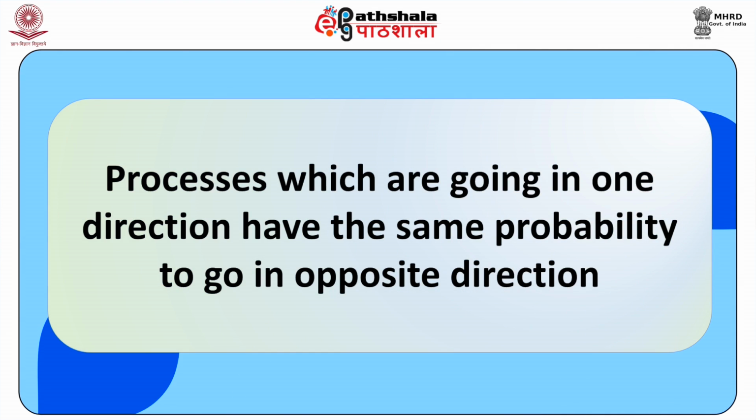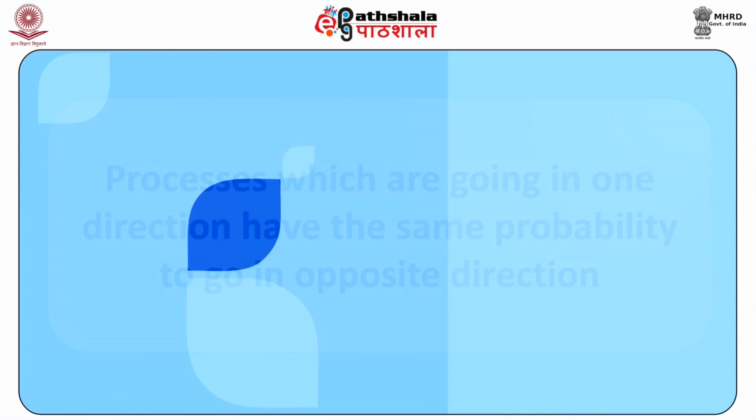This principle on the microscopic level also states that the processes which are going in one direction have the same probability to go in the opposite direction, or we can say that the arrow of time has no direction in the microscopic realm. If the fluctuations alpha j(t) and alpha i(t + tau) are considered, the latter occurring after the time interval tau, then the average value of the product of alpha j(t) and alpha i(t + tau) is found.